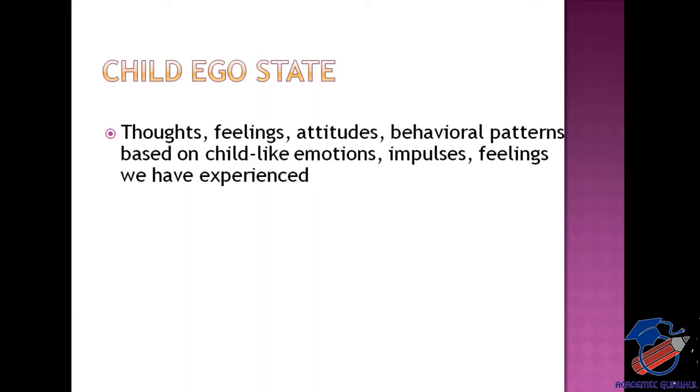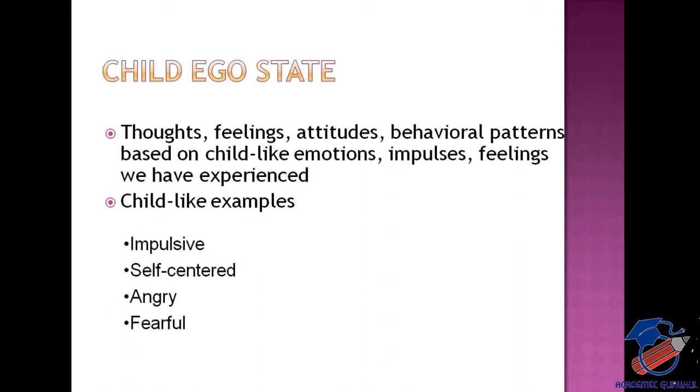Child ego state is thoughts, feelings, attitudes, behavioral patterns based on childlike emotions, like impulses, feelings that we have experienced. Like a child, if you observe some child, they can be made really happy easily. If you bring them the chocolate of their choice or toy of their choice, they will be happy. If you say no to a simple thing, a toy or a chocolate, they will be angry with you. So they are very impulsive. They can be modified easily, or they can be manipulated easily. The child ego state is like that.